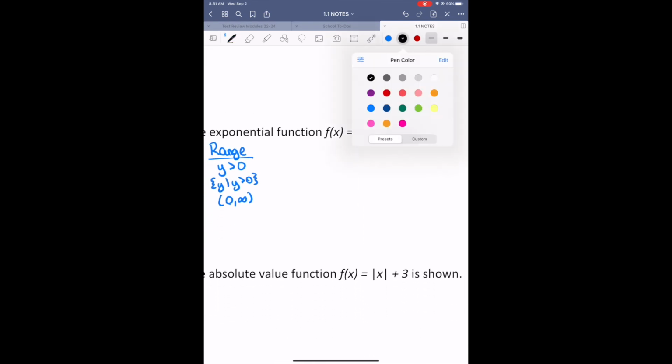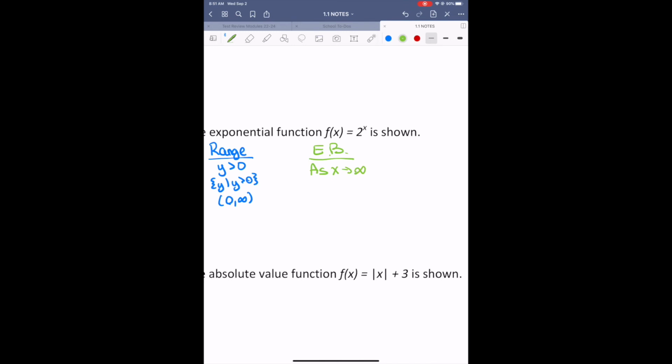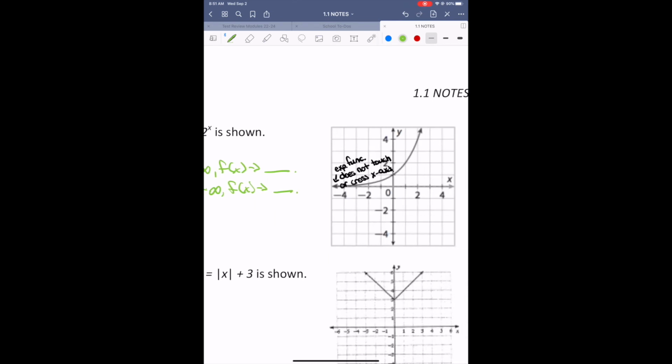And finally, end behavior, EB. Remember, the first portion will always be the same. So as x approaches infinity, f of x approaches something. And as x approaches negative infinity, f of x approaches something. So let's find out what that something is. All right, so as x approaches infinity, what are the f of x values doing? They're growing. You can see our y values begin to grow from left to right. So as x approaches positive infinity, f of x approaches positive infinity.